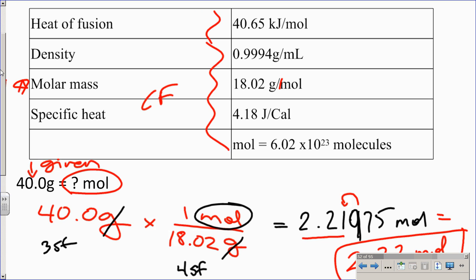So we know we're going to have to eventually use this one because that's the only one with molecules in it. But I'm going to save that one for last because I want to get the molecules as my very last conversion because that's what my final answer is. So it means I had to have gotten to moles first. But what am I starting with? What's my given? Milliliters. Okay, do you see anything with milliliters and moles?